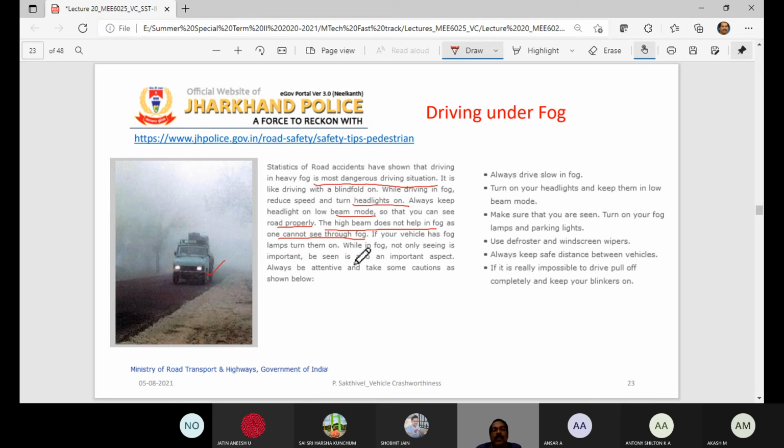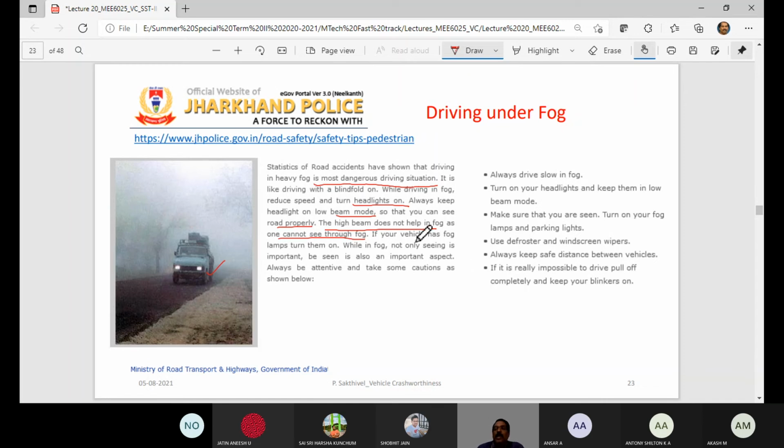If your vehicle has fog lamps, turn them on. While in fog, not only seeing is important, being seen is also an important aspect. So we are aware that we are seeing what is happening, and our vehicle should also be seen by others. So always be alert, attentive, and take some cautions as shown below.